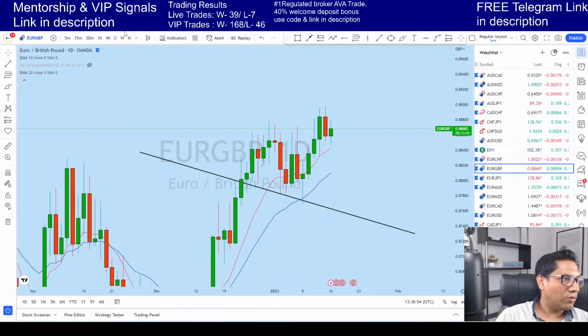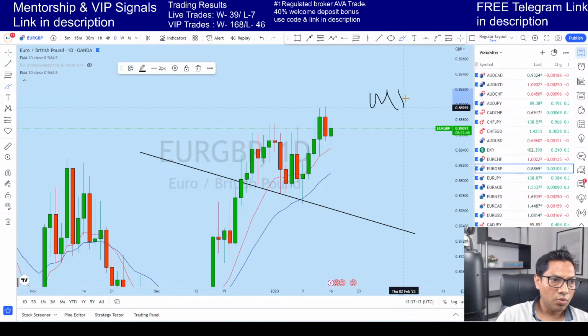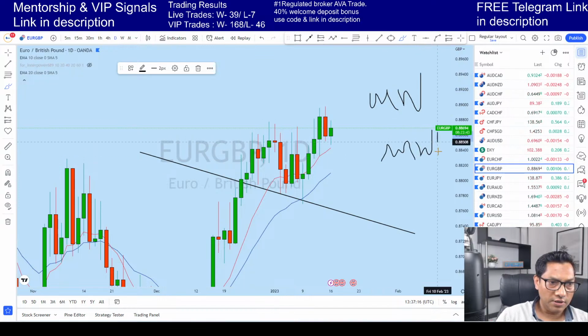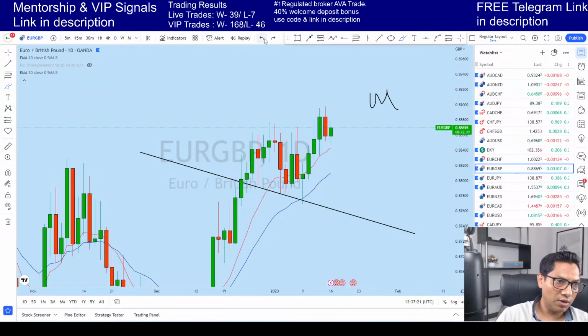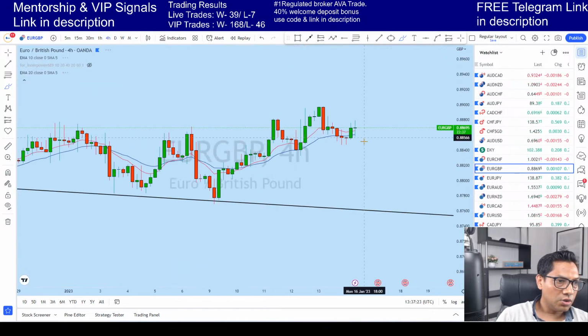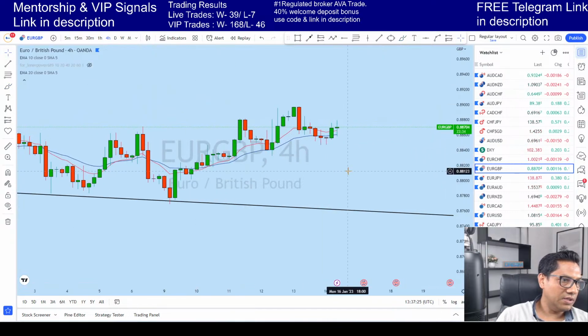So let's look at the daily perspective on Euro GBP. What we are seeing on the daily is the same impulse and correction. Now this daily candle is bullish. So we see that all three time frames, monthly, weekly and daily, are aligning together for a bullish move. Let's look at the lower time frame. All those time frames are giving us bullish.